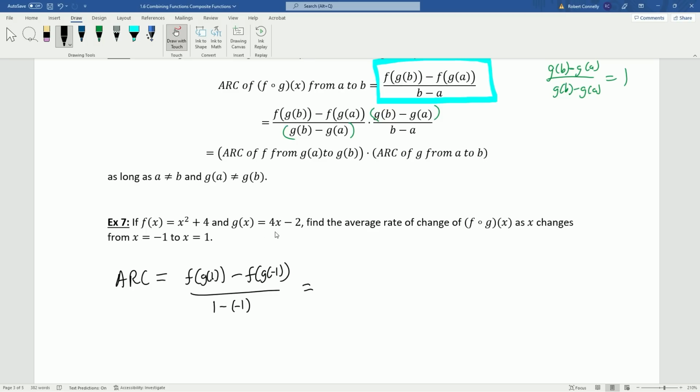All right, so g of 1 is just 4 minus 2, which is 2. So this is f of 2 minus f of g of -1, that's -4 minus 2, that's -6, divided by 1 plus 1. Now f of 2 is 4 plus 4, that's 8, minus f of -6, that's 36 plus 4, that's 40, divided by 2. 8 minus 40 is -32, divided by 2 is -16.